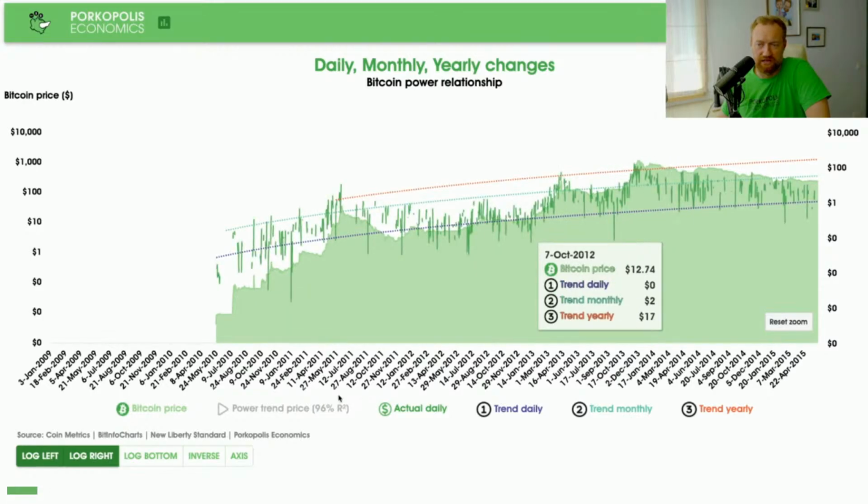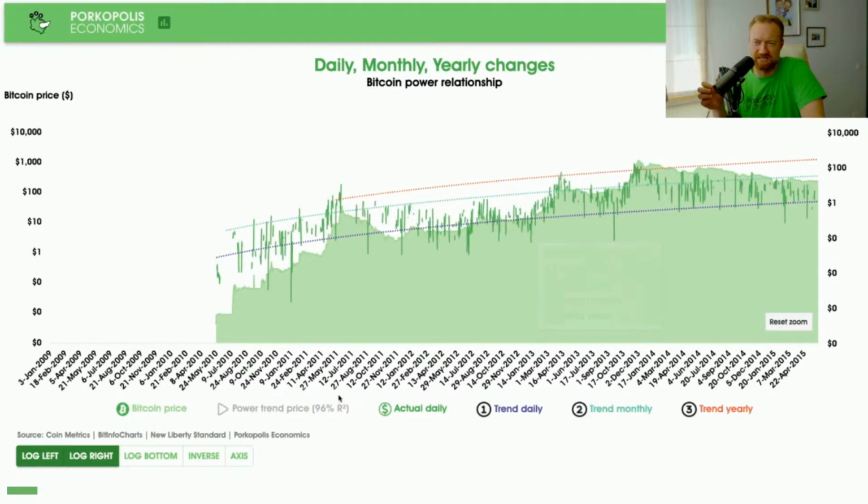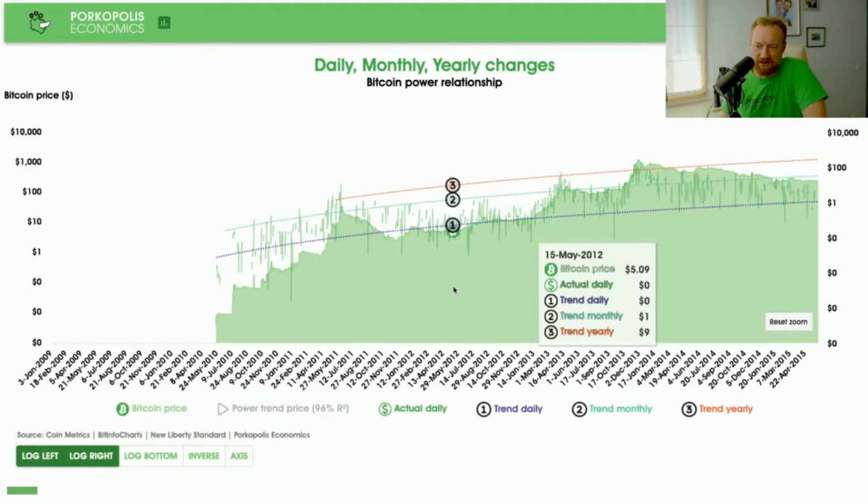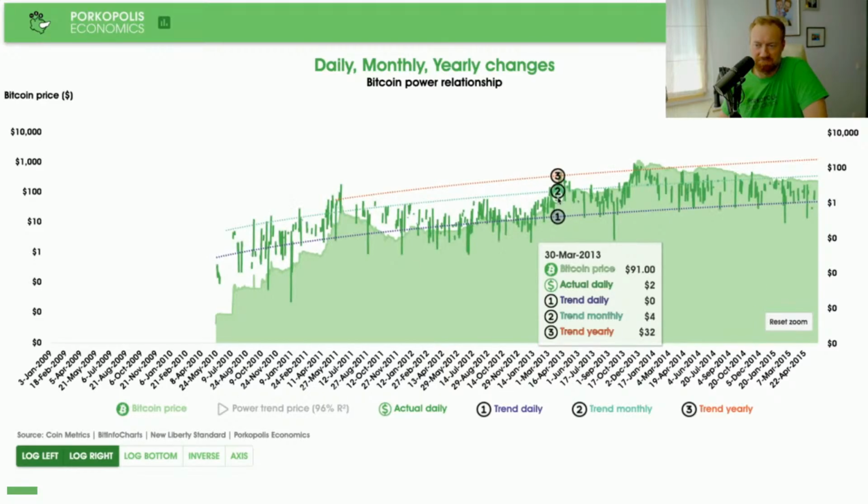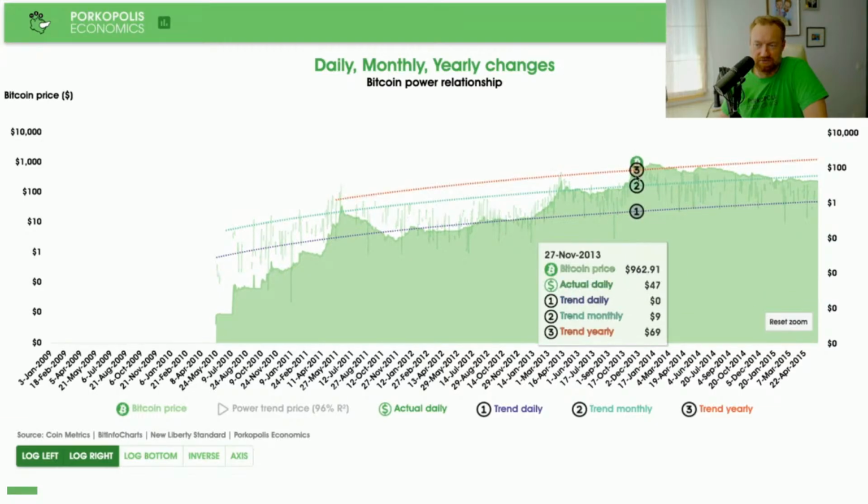Every time, and I know it's harder to see that green line because I'm on the thing and I'm not touching a dot, there we go. Don't worry about the tooltip at the moment. Just look at the green sort of hashes there. Anytime the daily actual change in Bitcoin price is above the yearly trend change in price, that's usually a pretty screaming moment.